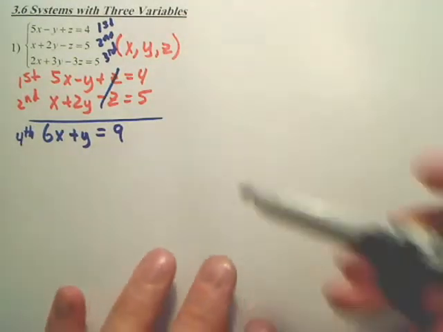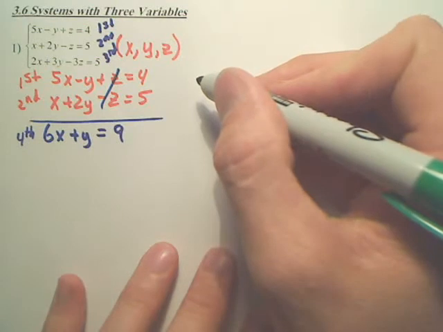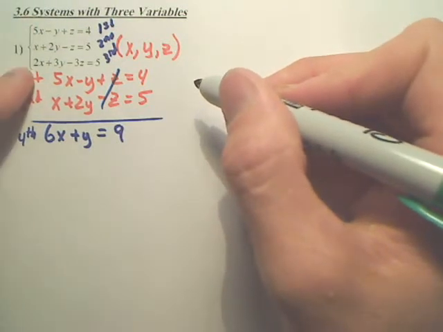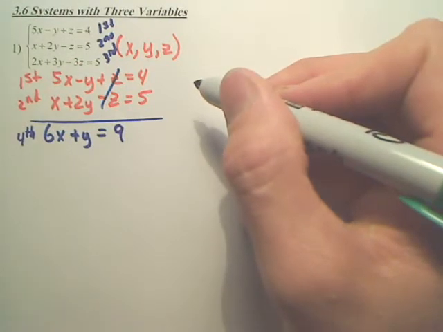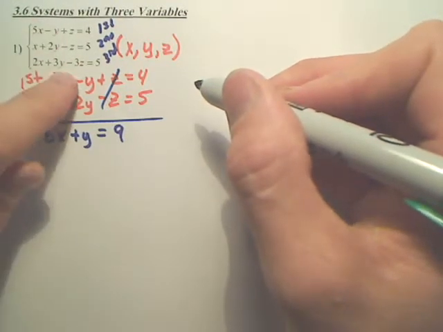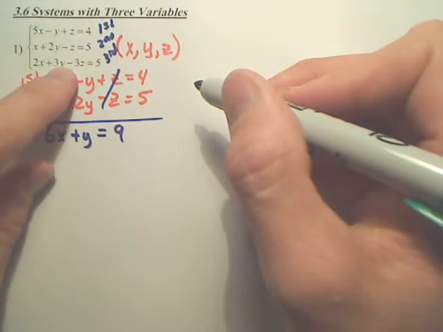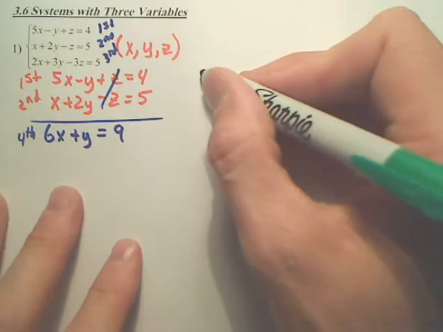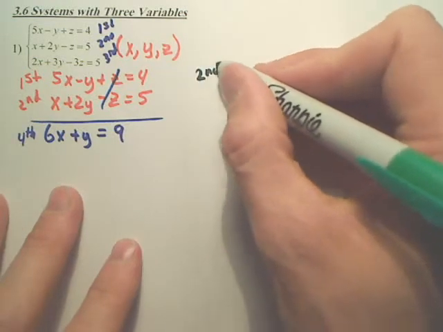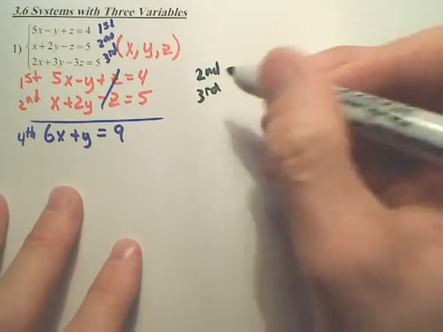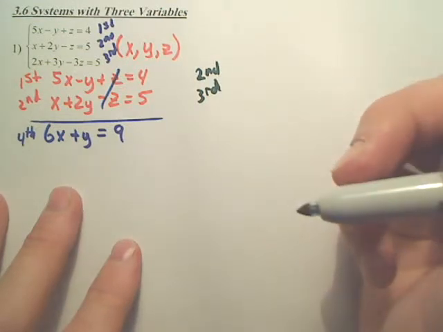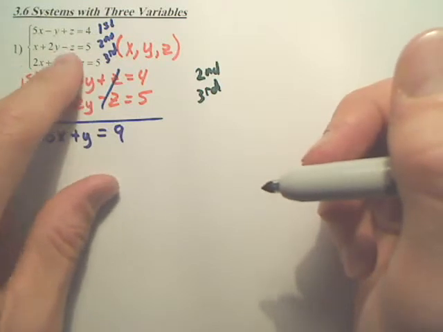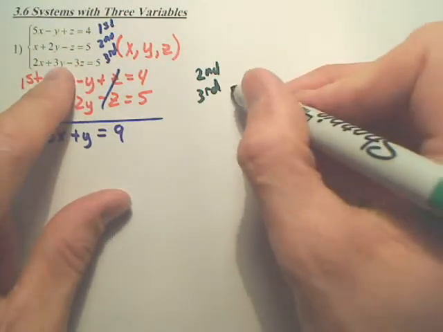Over here, we can't use the first and second again to cancel z. I need to use either the first and third or the second and third. The first and third would be your best bet because that's a positive and that's a negative. But I'm not going to do that. I'm going to do the second and third, and I do have a reason for it. Got it? The third equation is going to stay the same.